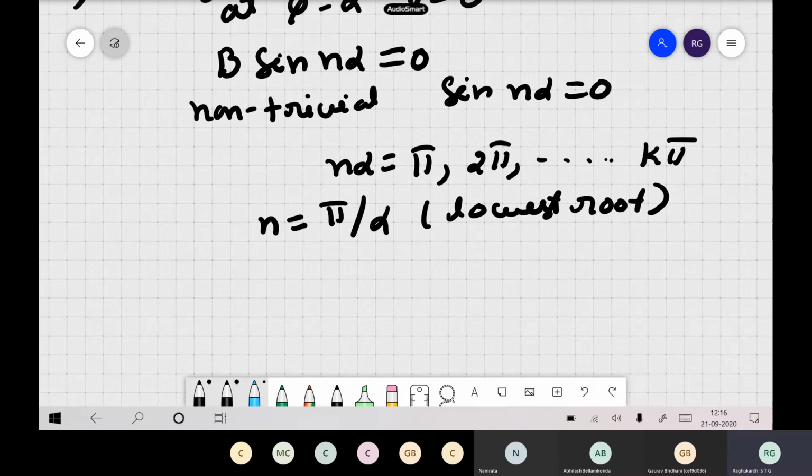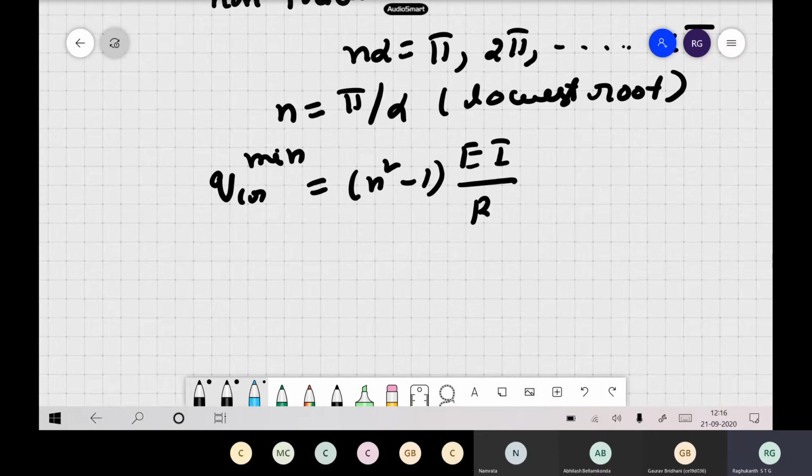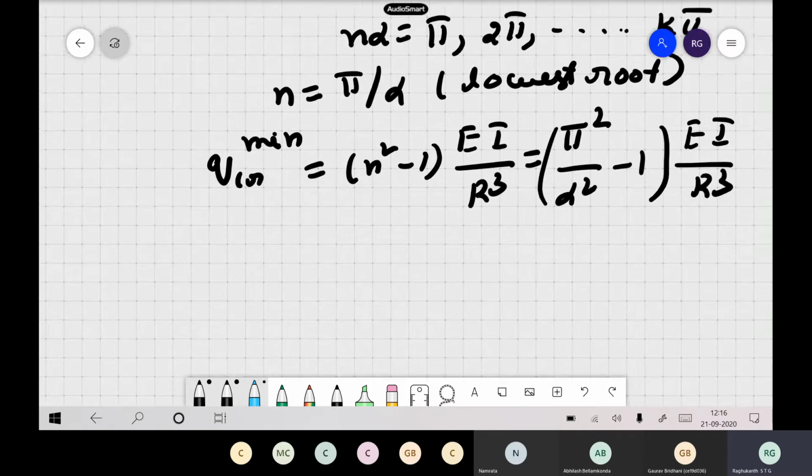So now if you substitute, you get Q_CR, say the minimum buckling load. So this becomes (n² − 1) EI by R³. So this means you see (π² by α² − 1) EI by R³. Okay, so this is our minimum buckling load.